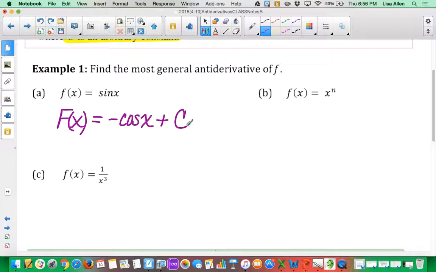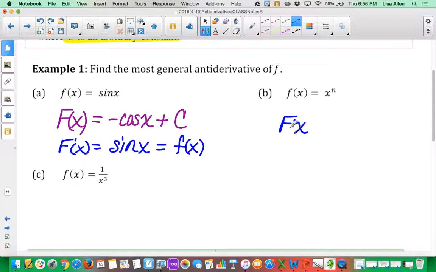So recall, let's do a little check on that. If we look at F prime of x, well, the derivative of negative cosine is sine x, and then the derivative of c is just 0. So it kind of checks out that this is equal to f of x. So let's look at b. So then for b, now remember you've got to go up a power, so F of x is going to be x to the n plus 1 over n plus 1. And then we'll put the arbitrary constant c.